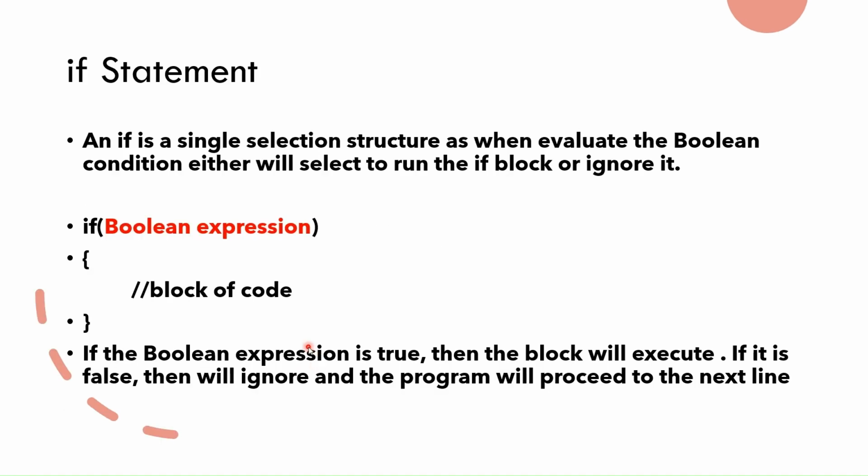If statement. An if is a single selection structure. As we evaluate the Boolean condition, either we'll select to run the if block or ignore it. Example, if a Boolean expression in the brackets, then after that the curly brackets here is the block of code. So if the Boolean expression evaluates to true, then the block of code will execute, or if it is false, then we'll ignore this block of code and go to the next line.